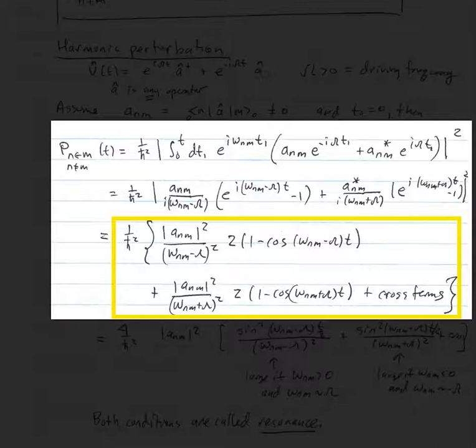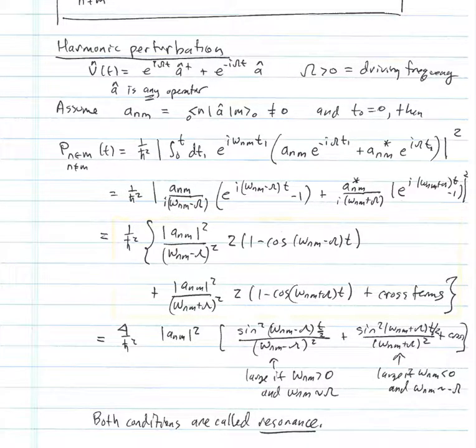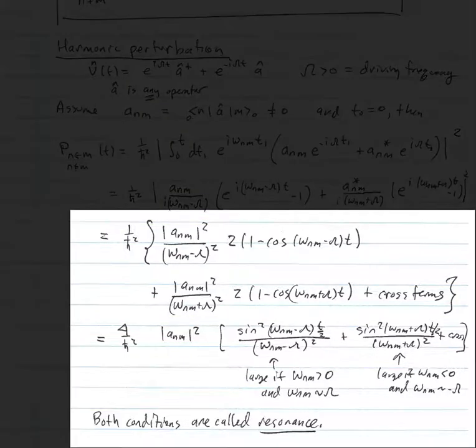The terms that we've already included are the terms that are going to be giving the dominant contributions when the driving frequency is close to one of these energy differences. So if we collect up our terms, we see that we can rewrite this as 4 over h bar squared, the modulus of A_nm squared, multiplied by sine squared of (ω_nm − Ω)t over 2. We used a trig identity there to replace the 1 minus cosine of (ω_nm − Ω)t with a sine of a half angle formula. It's divided by (ω_nm − Ω) quantity squared.